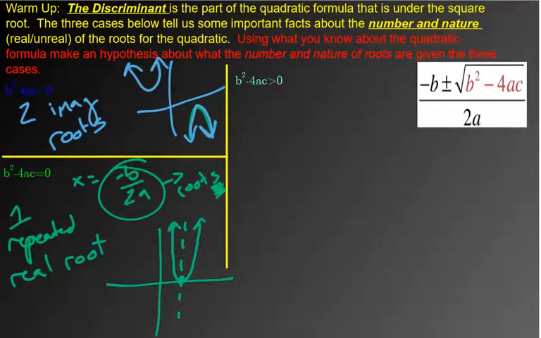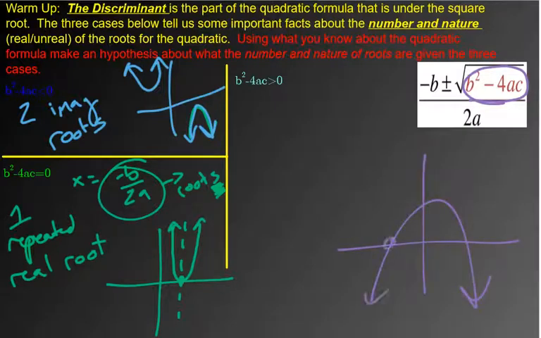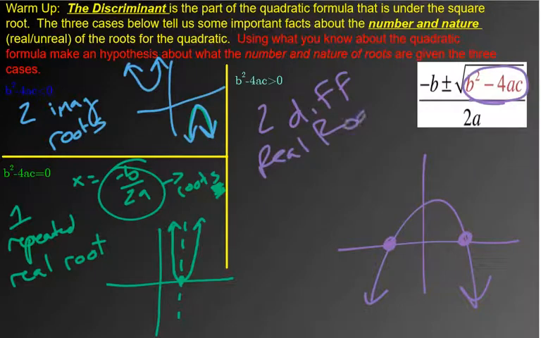And then the other case is the case you're most used to, I would say. If b squared minus 4ac is greater than 0, then you get stuff like this, where you get two different real roots. You get plus or minus two different numbers there, and then you end up with this root and this root. So in this case, you get two different real roots.